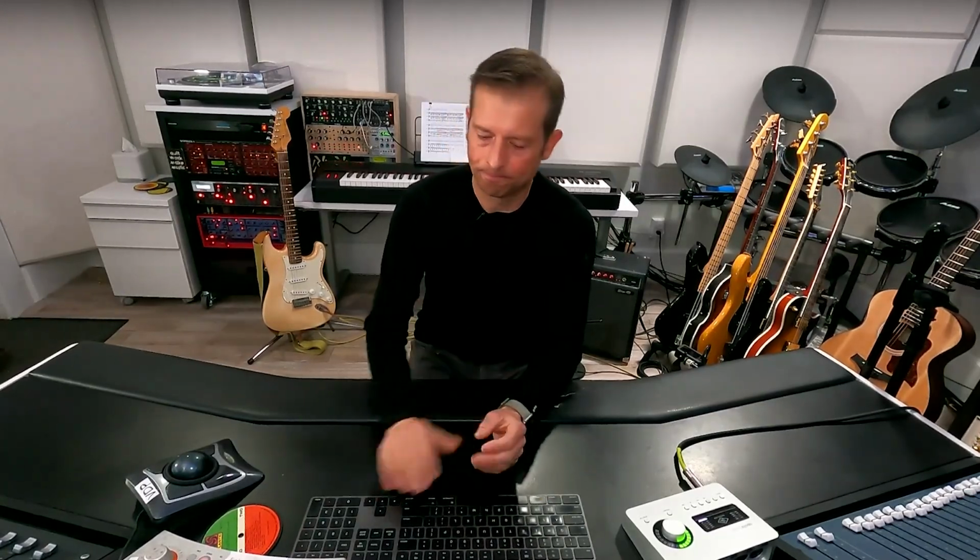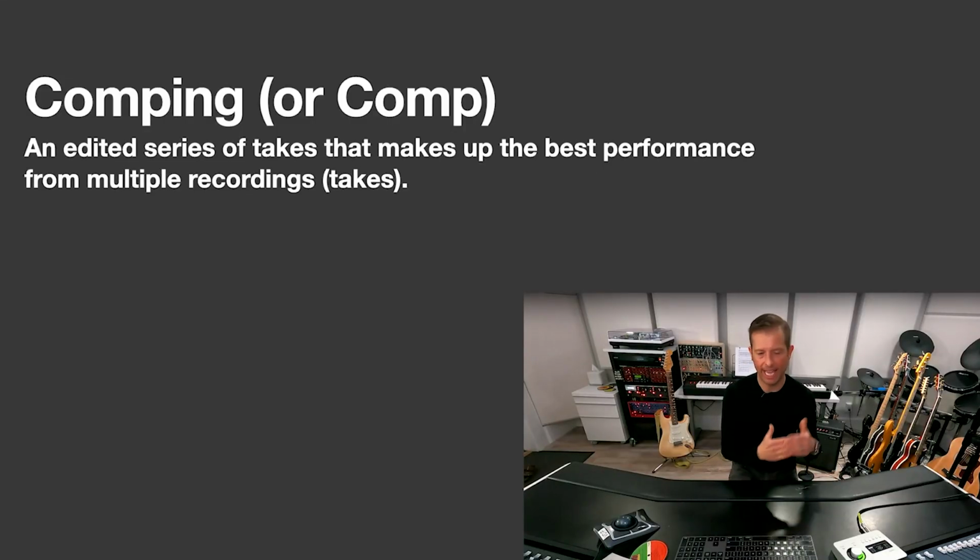Comping, or a comp track, is an edited series of takes that makes up the best performance taken from multiple recordings or takes. And this is really cool with the advent of computers and modern recording using a DAW. This has become so easy now where you can record 5 or 6 takes of the same part, and you can literally go through and take different pieces of each one of those takes and comp them together to create a composite or a comp track that is the perfect best performance from those multiple takes.